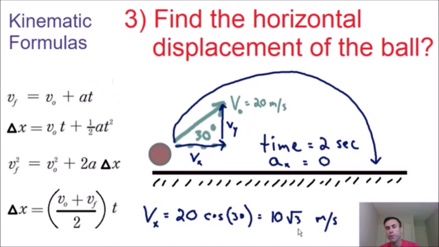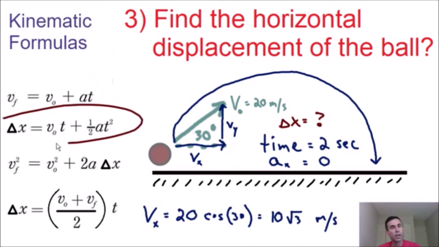All right, so we have 3 pieces of information. We have the velocity in the x direction, we have the acceleration in the x direction, and we have the total time. And we are trying to find the horizontal displacement of the ball, which is delta x. So delta x is what we're trying to find, so I'll put a question mark next to delta x. Which equation are we going to use to solve for delta x? If we go to our kinematic formulas on the left-hand side of the screen, we're going to use equation number 2.